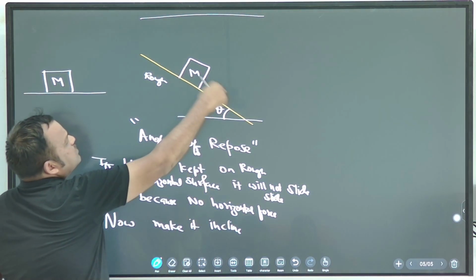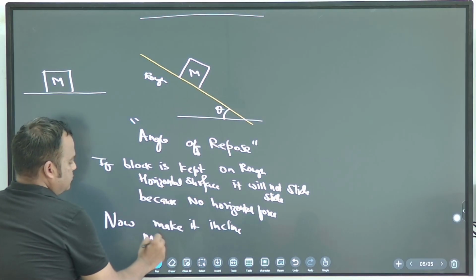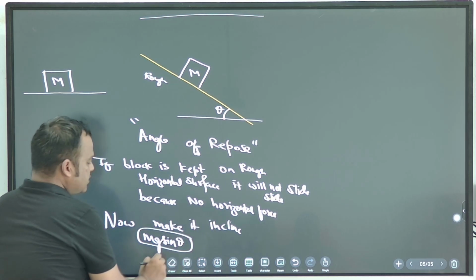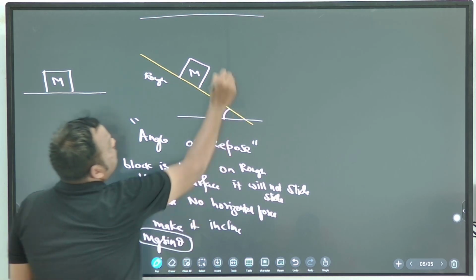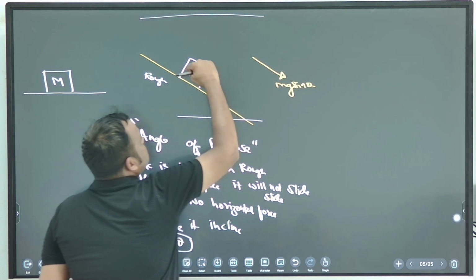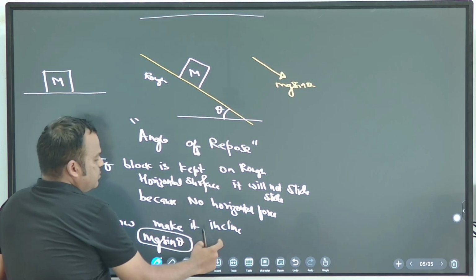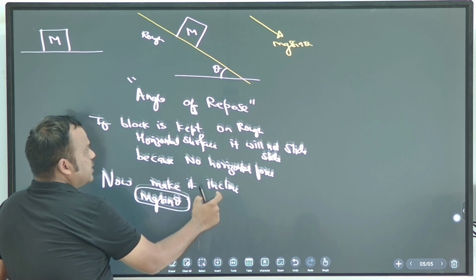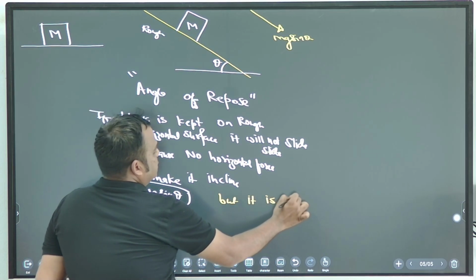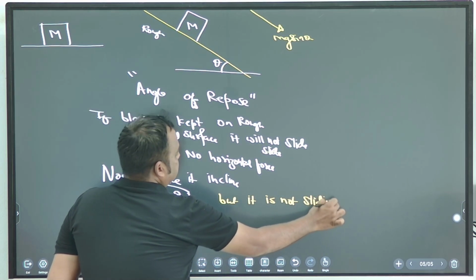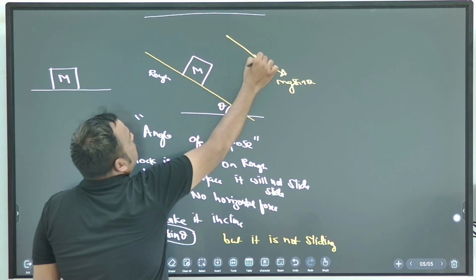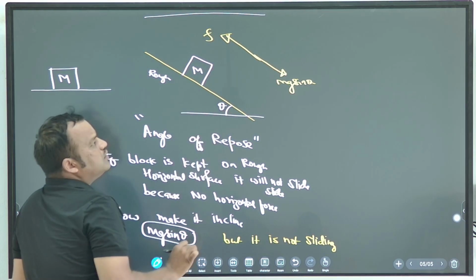Now what force is pulling it? Mg sin theta is pulling it down, but it will not slide. Why is it not sliding? Because friction is acting. Where is friction acting? Up the plane. So this is the friction, correct?